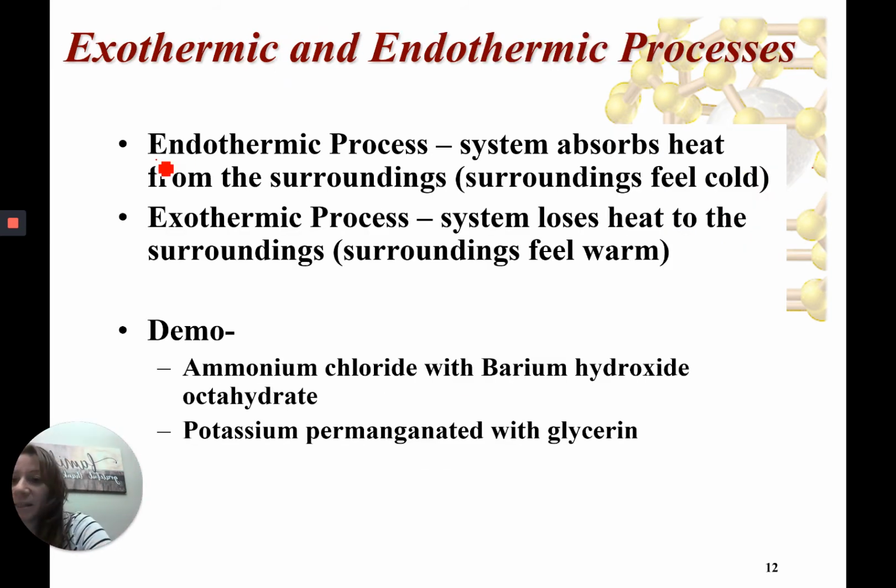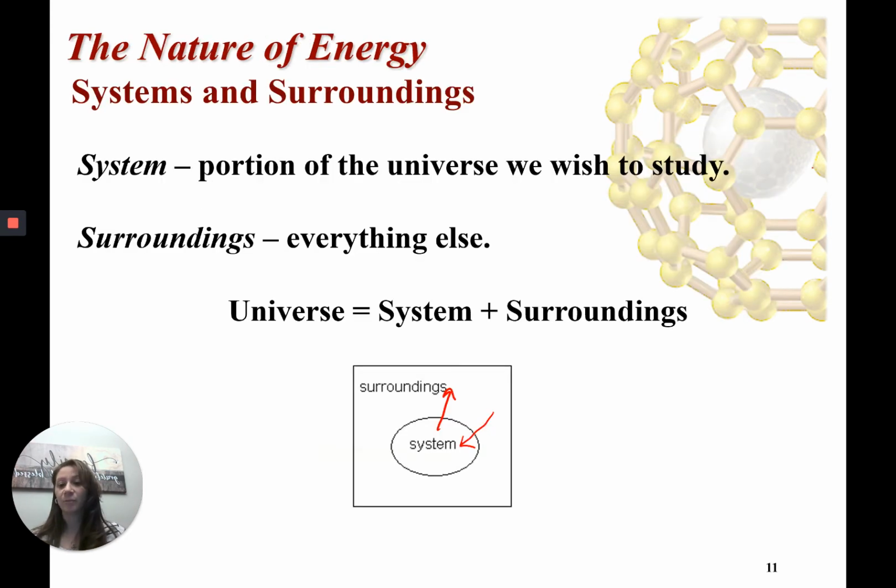Endothermic, endo means in, thermic is heat. And whenever we're referring to something, we're usually referring to our system, not our surroundings. Whatever we're studying is our system. So when we say heat is going in, we're talking about our system. Heat is going into our system. Where is that heat coming from? It's coming from the surroundings. So this would be an endothermic process, where the energy is transferred from the surroundings into our system.